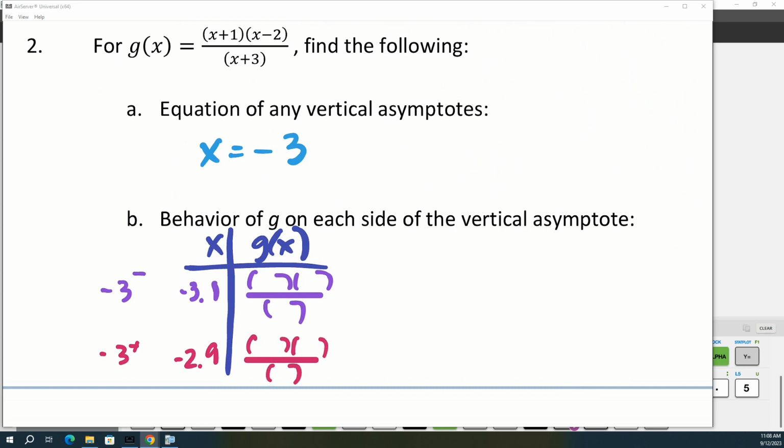All right, so we're going to plug in -3.1 and -2.9. You guys try to do that on your own and figure out if we get positives or negatives, please.